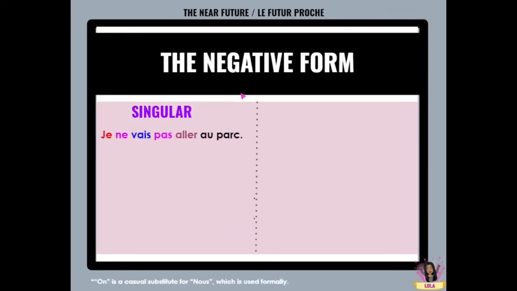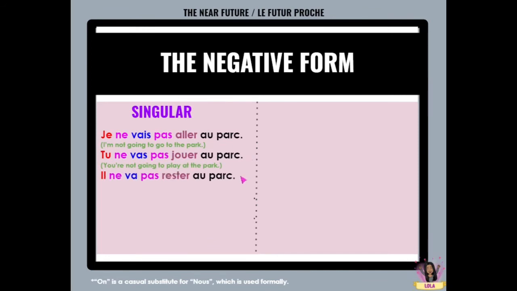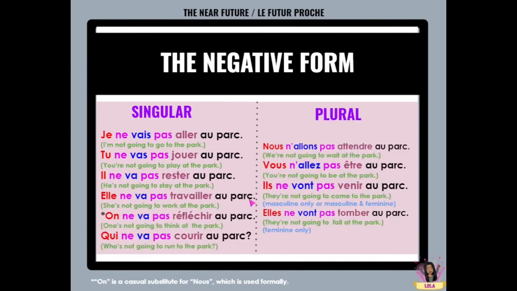So if we look at each sentence in the negative form, we use the same sentences as we did before. Je ne vais pas aller au parc. Tu ne vas pas jouer au parc. Il ne va pas rester au parc. Elle ne va pas travailler au parc. On ne va pas réfléchir au parc. Qui ne va pas courir au parc?